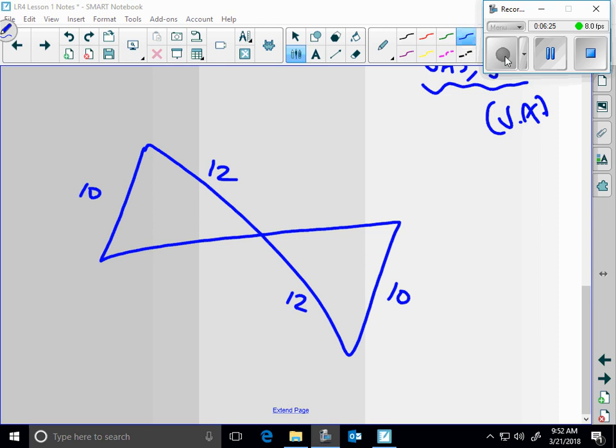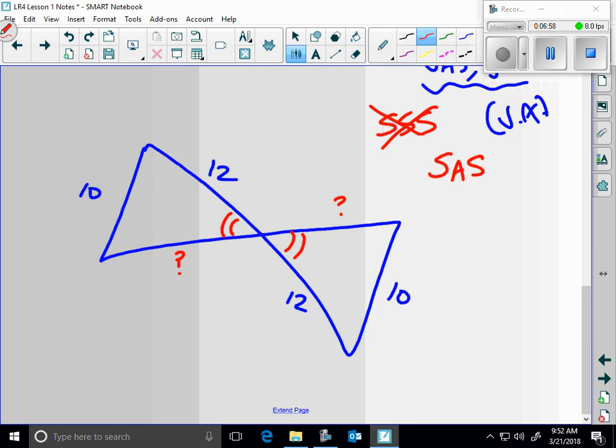Okay, on this diagram, would these two triangles be congruent? Would you agree that these are vertical angles? Do we have this, which was our first conjecture? No, because I don't know the side lengths here, right? So side, side, side is out. Do I know this? No.